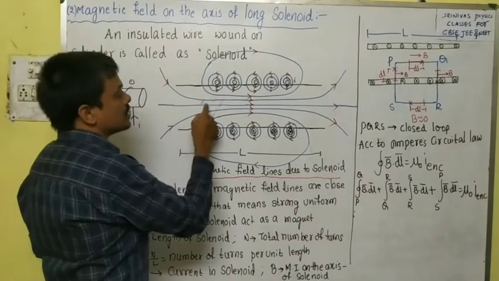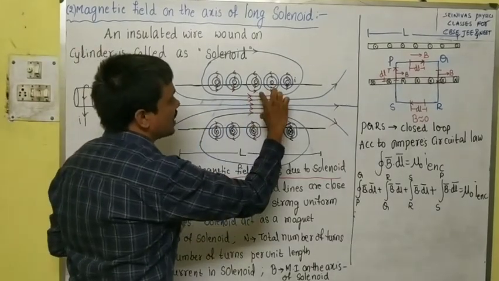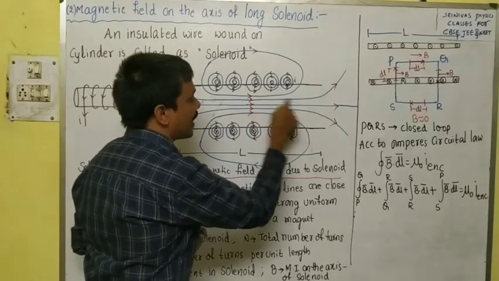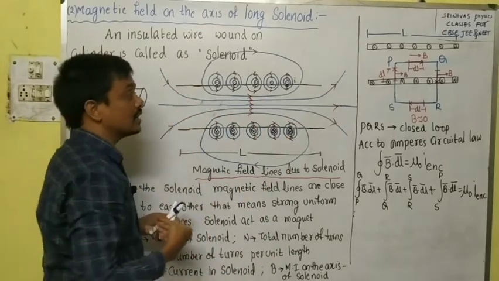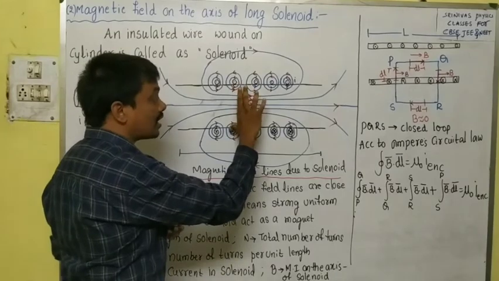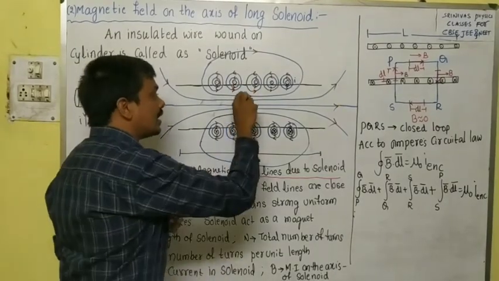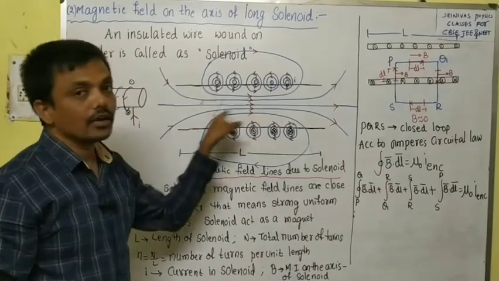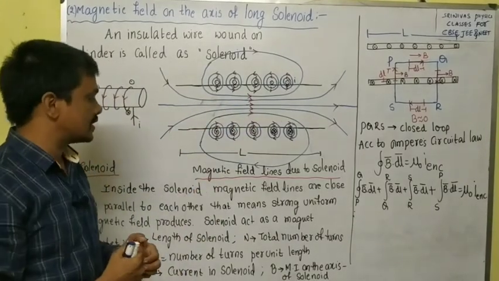And now these lines are very close and all are parallel to each other inside the solenoid. That means the magnetic field is strong, and it is uniform. Okay, field lines are parallel means they are uniform. Okay, the magnetic field strength is constant.